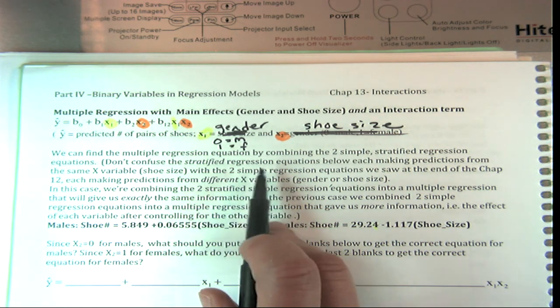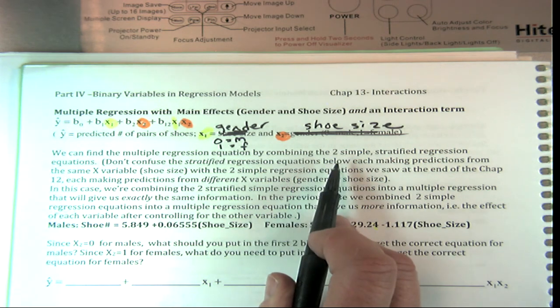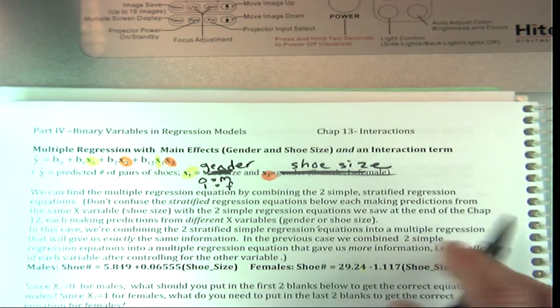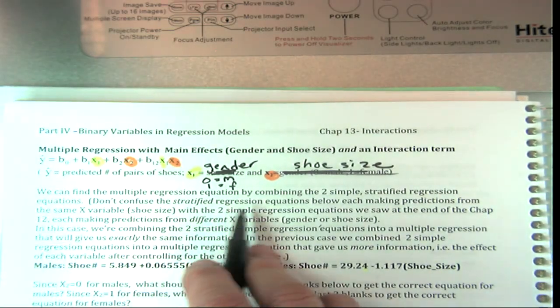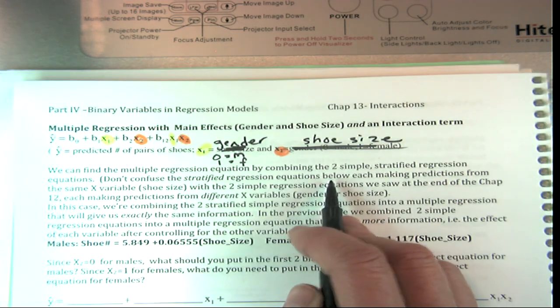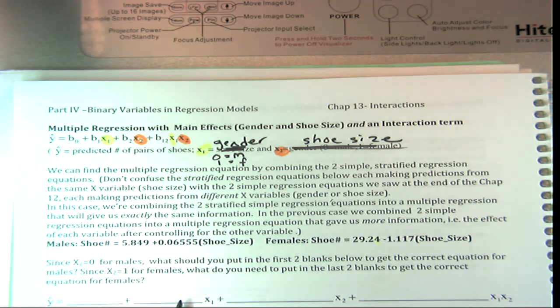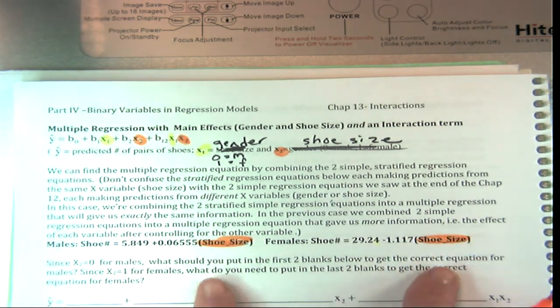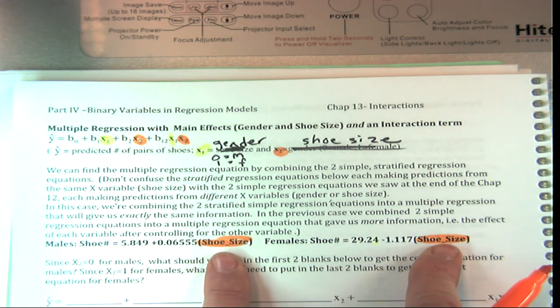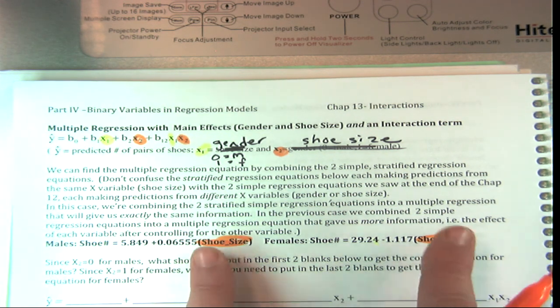So we can find the multiple regression equation by combining those two simple stratified regression equations, right here, these two. Don't confuse those stratified regression equations below. That's what we're going to be doing. We're going to be combining two stratified ones. Look, both shoe size, right? These two stratified equations below, each making predictions from the same X2 variable, shoe size.